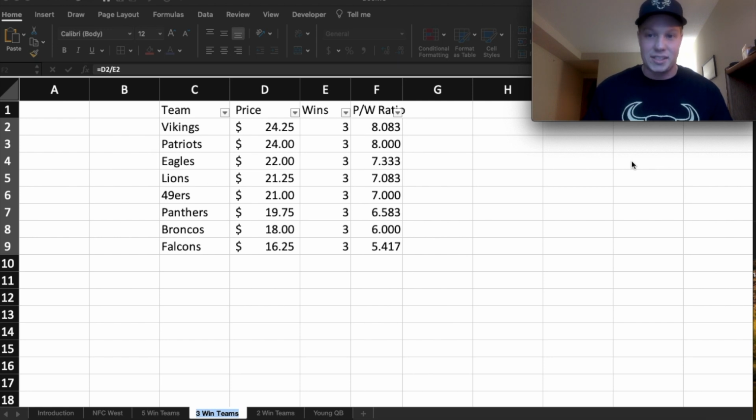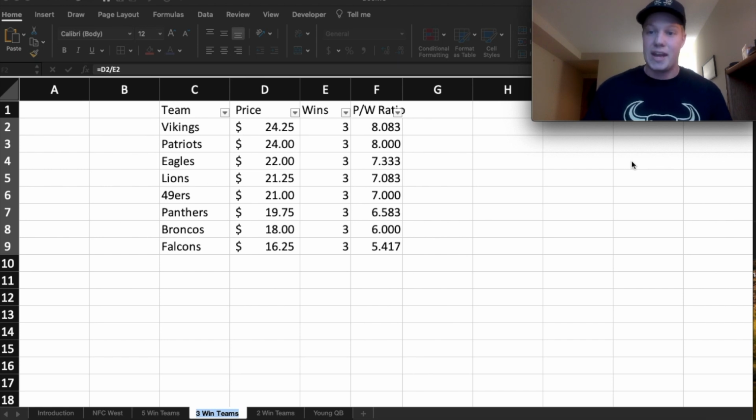Well, why is that? The Patriots have been good for the last 20 years. So you think Bill Belichick's going to put together another winning team a lot sooner than the Panthers, the Broncos, or the Falcons are. Same thing with the Vikings. They have a good offense. They have Dalvin Cook. They have an average Kirk Cousins.